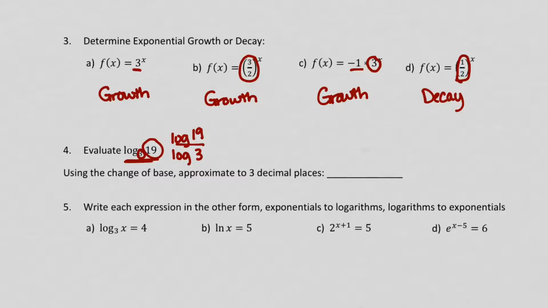So just type in log 19. It puts it in parentheses. You need to end the parentheses, push division, and then divide by log base 3. And it gets you a decimal, and this says round to 3 decimal places. So I got 2.680. I'm including the 0 because I am cutting it off. It does keep going.